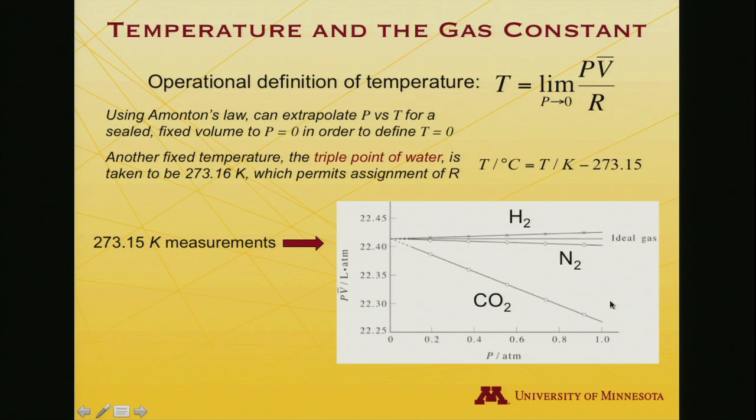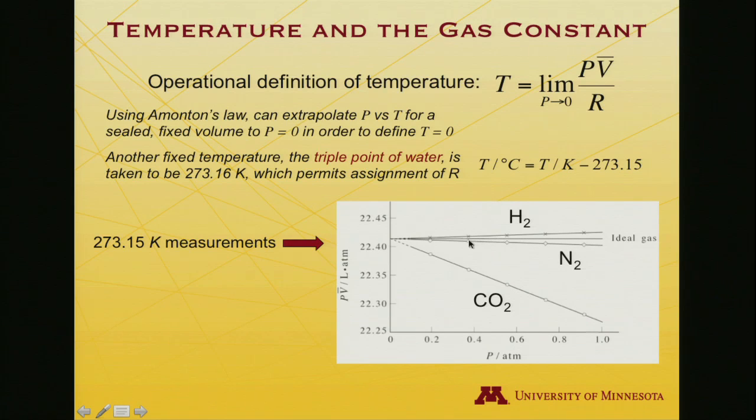However, real gases do not behave ideally until, as I noted earlier, they get very dilute. The pressure has to go towards 0. And sure enough, if I look at the behavior of PV bar as the pressure is going down, down, down towards 0, they're all converging to the same point.